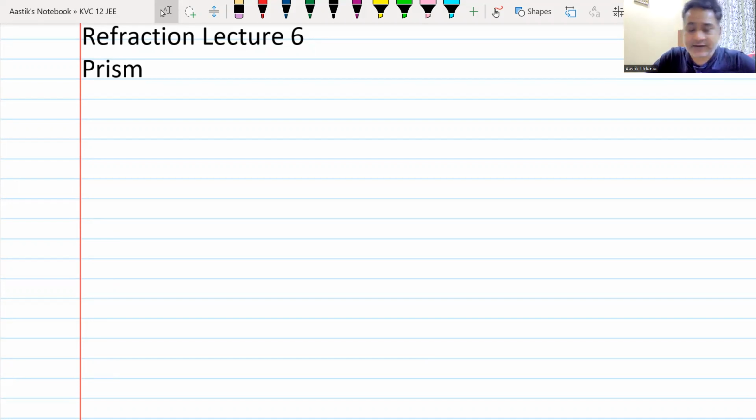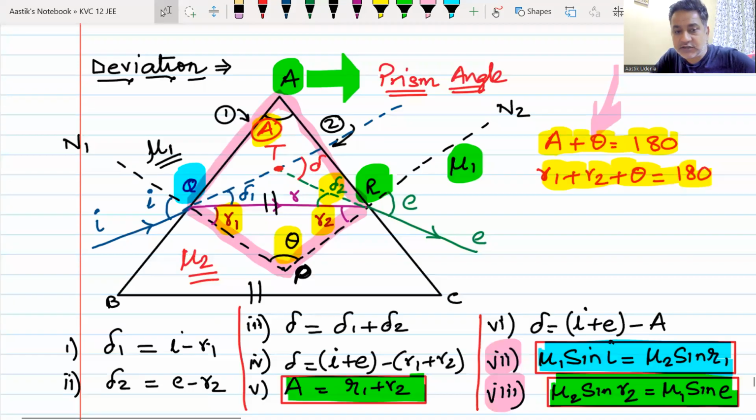Let me take you back a bit because the entire concept just relies on this. The entire thing relies on these 7 or 8 formulas that we had seen. The formula of deviation on the first surface, second surface, total deviation is i plus e minus r1 plus r2. r1 plus r2 was equal to A. So deviation becomes i plus e minus A.